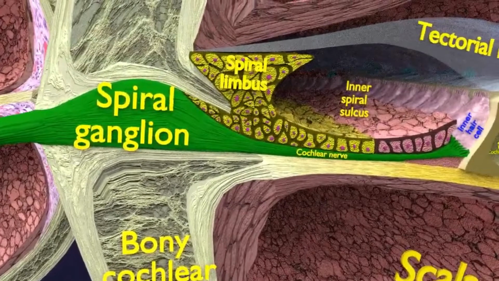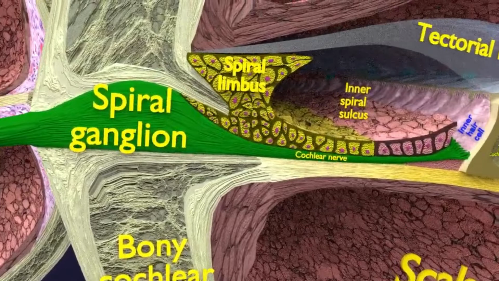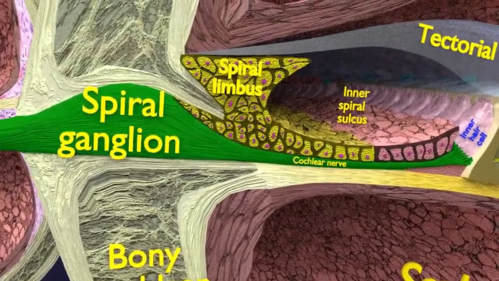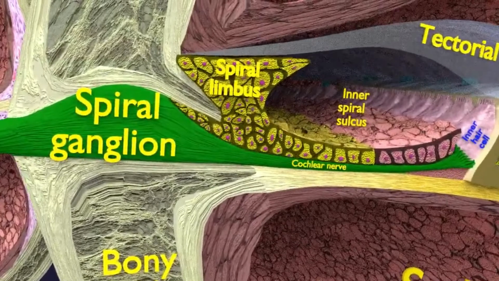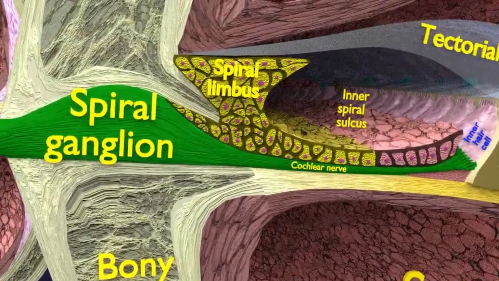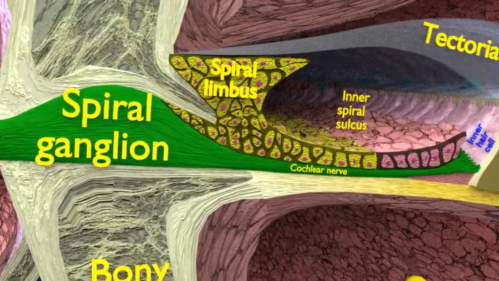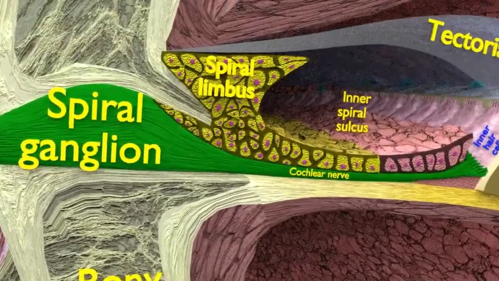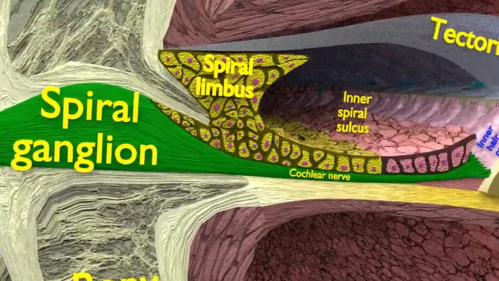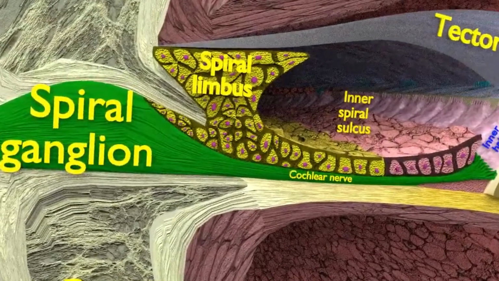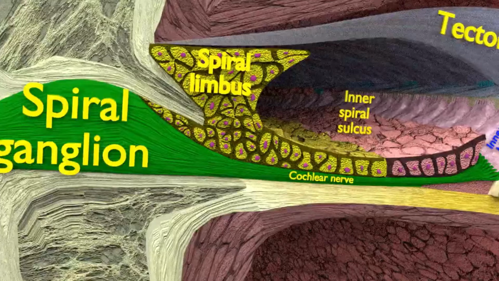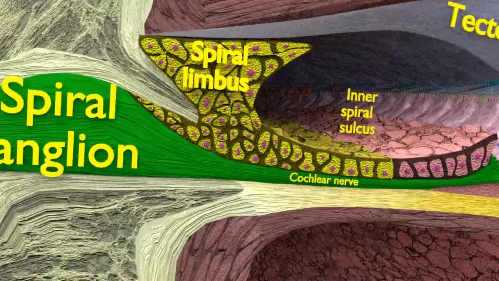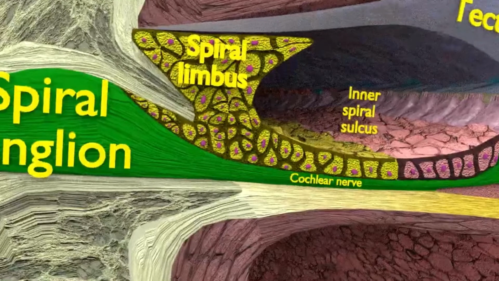Now, here you see the osseous spiral lamina, which extends externally in a concavity, the inner spiral sulcus, which represents on section the form of the letter C. The upper part, formed by the overhanging extremity of the spiral limbus as labeled, is named the vestibular lip, and the lower part, prolonged and tapering, is called the tympanic lip, and is perforated by numerous foramina for the passage of cochlear nerves.